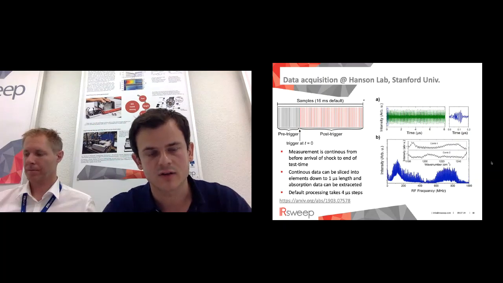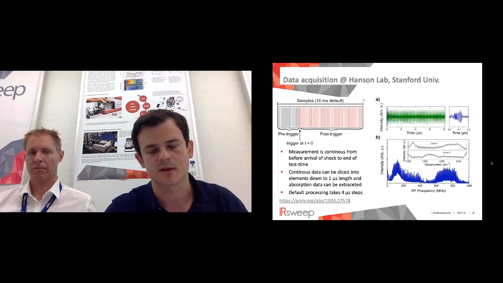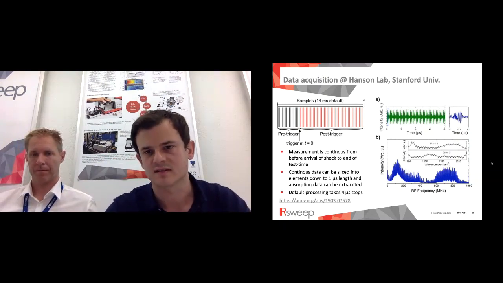We then average down to 4 microsecond chunks of data. This is simply because it improves the SNR, and usually people don't want to look below 4 microseconds. So this doesn't have to be done, but usually we do it.